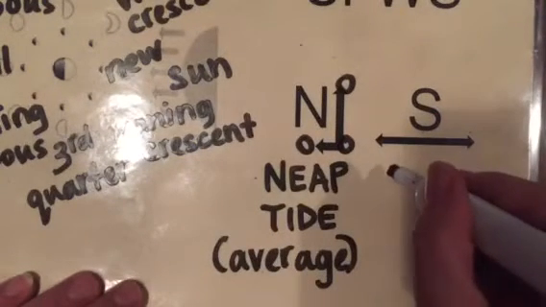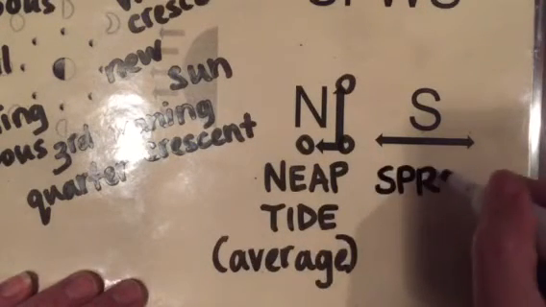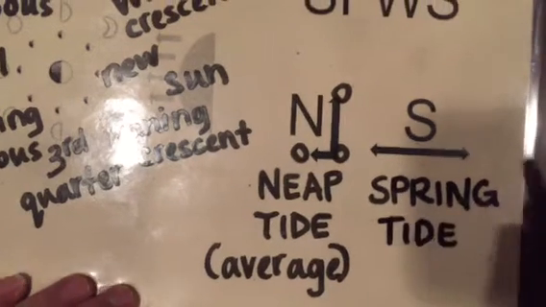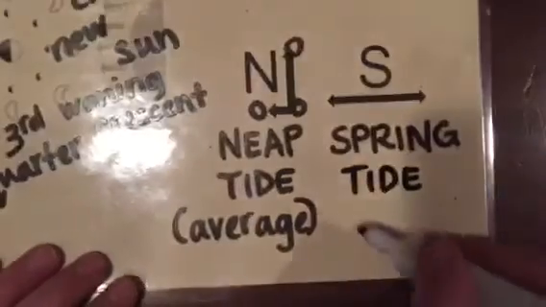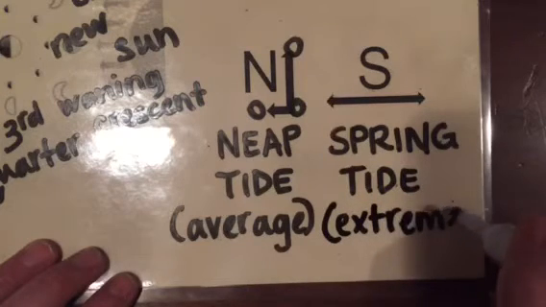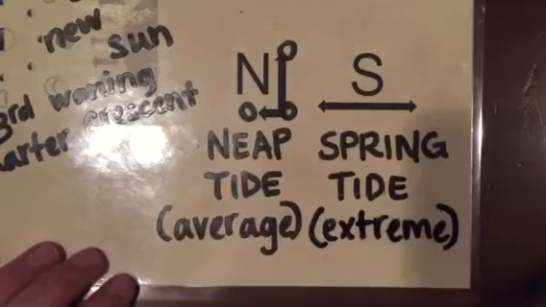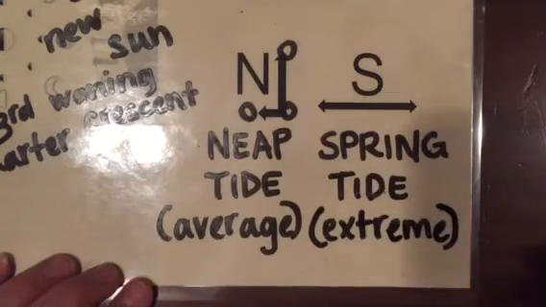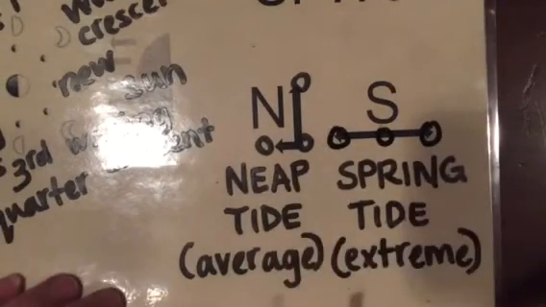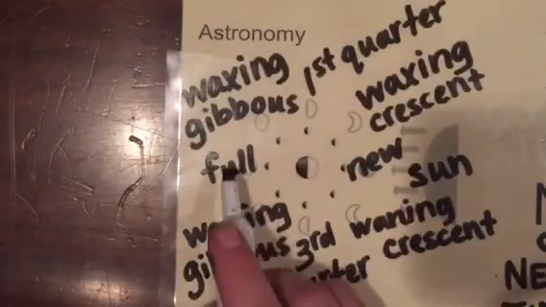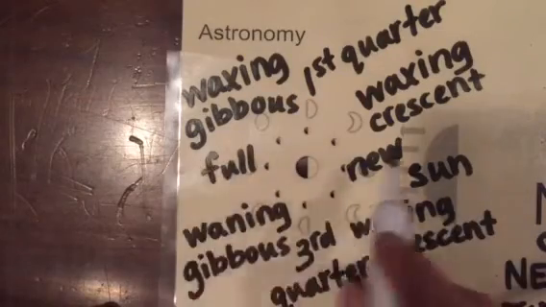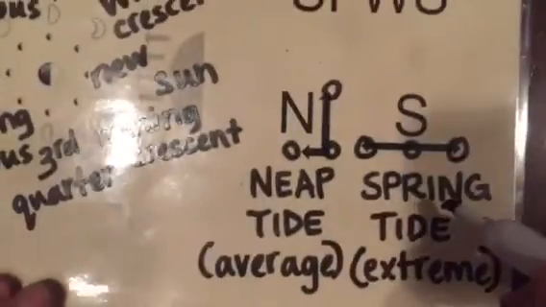The opposite is a spring tide, hence the letter S. Spring tide is when we on Earth experience extreme ocean levels, either very, very high water levels or very, very low. This occurs when the sun, earth, and moon form a straight line. That would mean that it would have to be either a full or a new moon when the moon, earth, and sun are in a straight line, during which we would experience a spring tide.